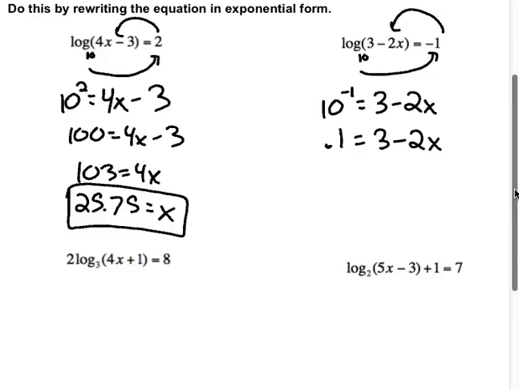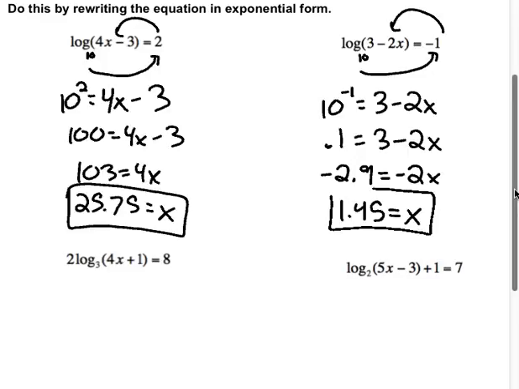So 0.1, let's subtract that 3 off. So negative 2.9 equals negative 2x. And let's divide that by negative 2. So I get 1.45 equals x. So again, that's the really neat thing here. Once you transform these, you get something linear that you can very easily solve.